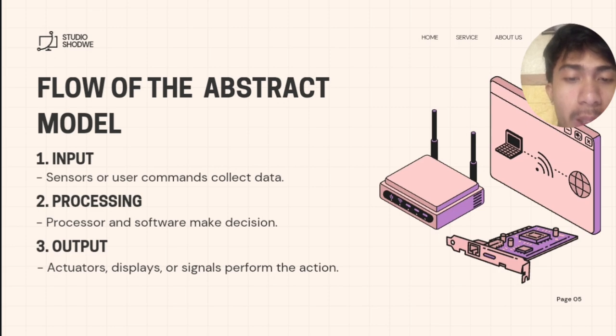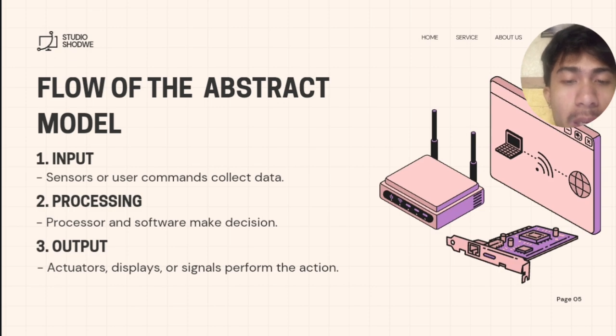Finally, we have output. This is the result or the action the system performs. It can be physical output like a motor turning, a door unlocking, or a heater turning on. Or it can be informational output like numbers on a display, an alarm sound, or a notification on a screen. To make it clear, let's walk through some examples.